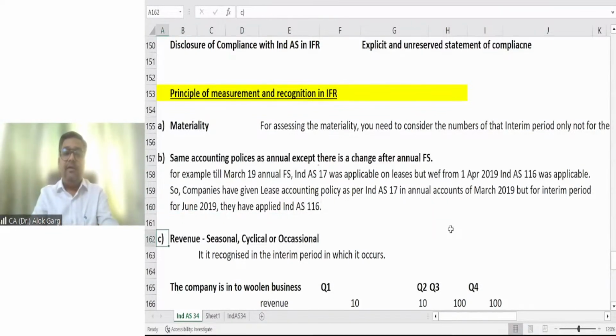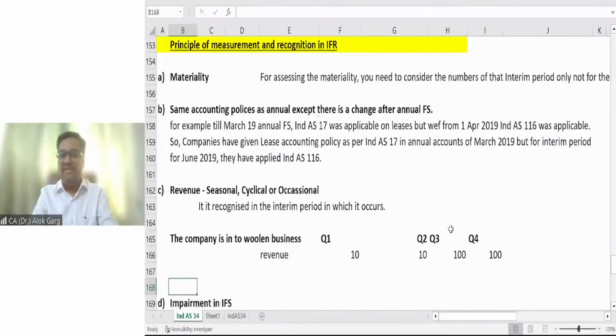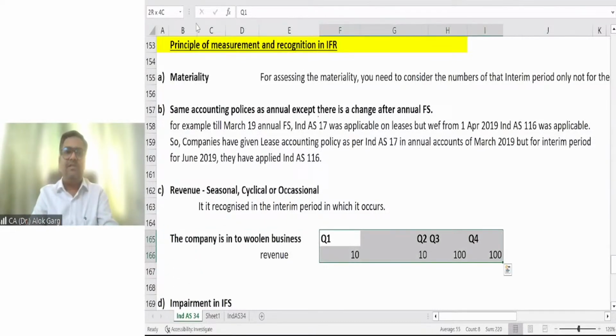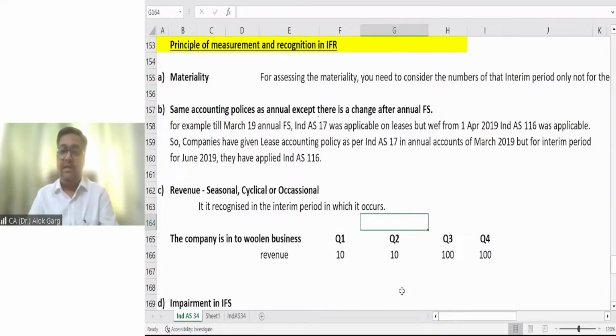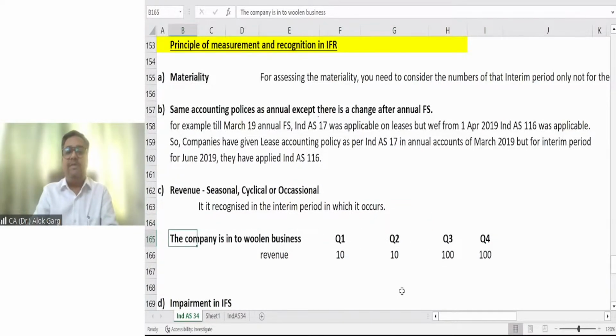Point number 3, revenue, seasonal, cyclical, or occasional, right? If the company is into a business which is more seasonal, cyclical, or occasional in nature, in that case, you have to recognize the revenue in the same period in which it occurs. For example, the company is into the woolen business.